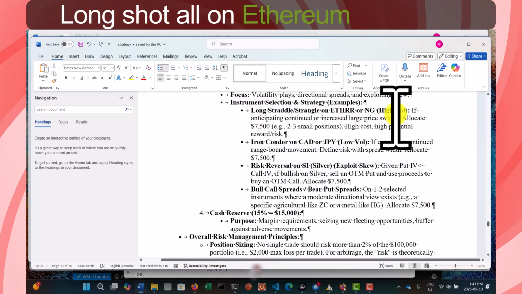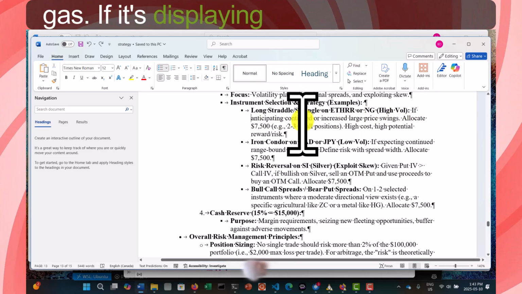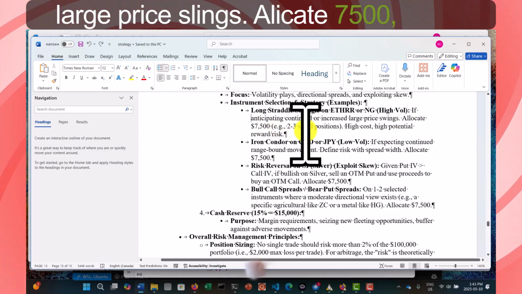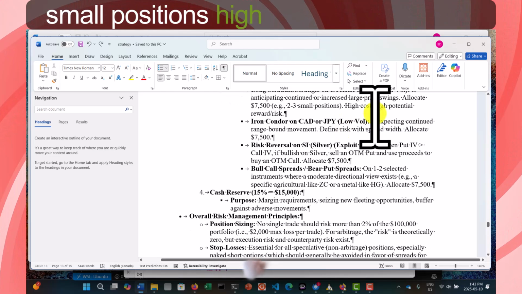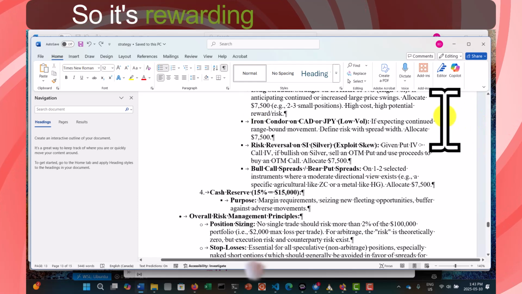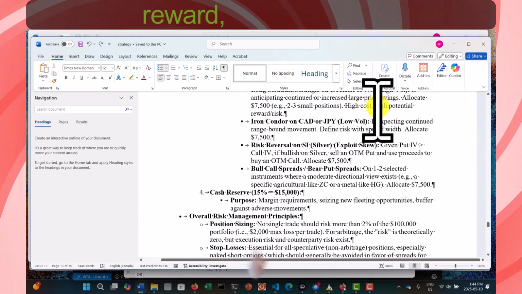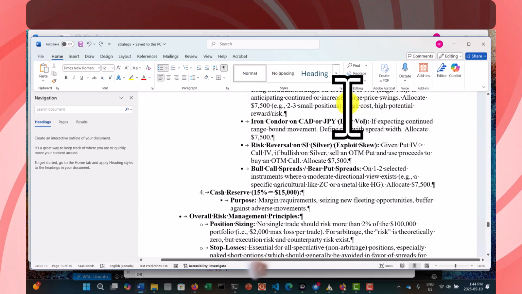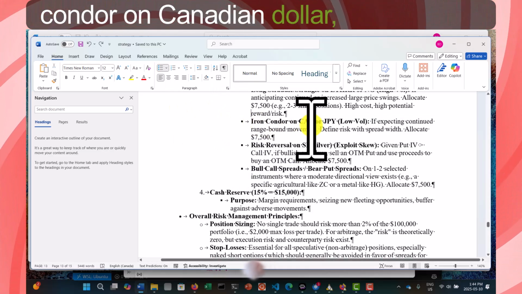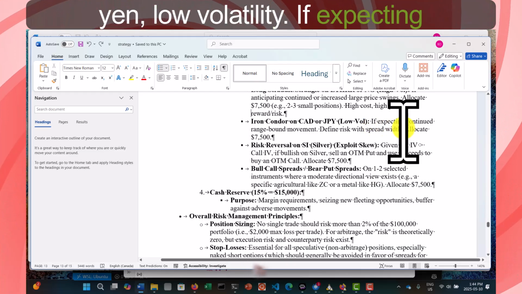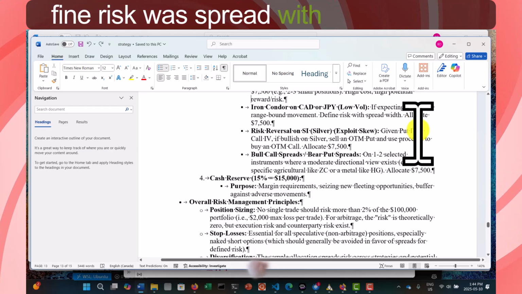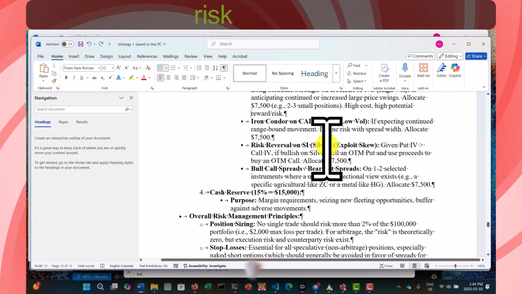Long straddle on Ethereum or natural gas if anticipating continued large price swings. Allocate 7,500, 2 to 3 small positions, high cost, high potential risk-reward. Okay. So it's warning you, yes, it's high reward, high potential, at a high cost. Also, you could do an iron condor on Canadian dollar or Japanese yen, low volatility, if expecting continued range-bound movement. Define risk with spread width, allocate 7,500.